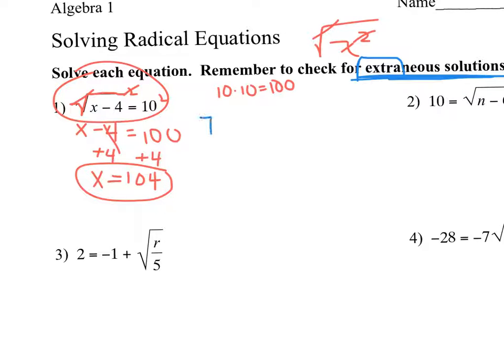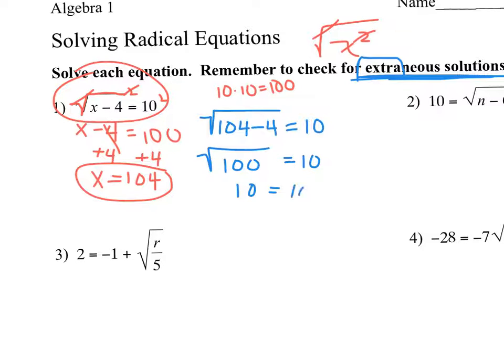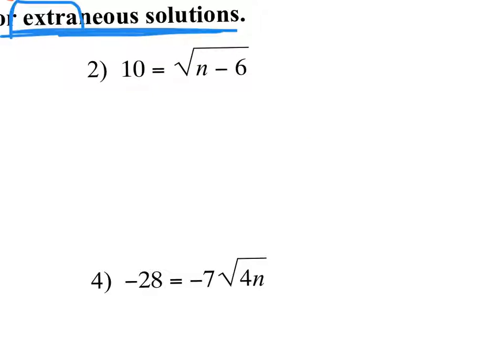So if we put into our original problem our answer minus 4 equals 10, we get this thing right here, which is going to be kind of like a set of parentheses. Do what's underneath first. And we take the square root, and 10 equals 10. So this is a good answer. See if you can try this one on your own. Pause the video and then watch for the solution.